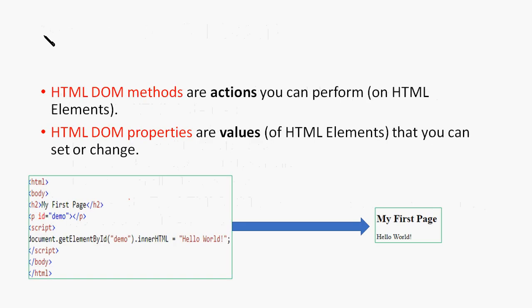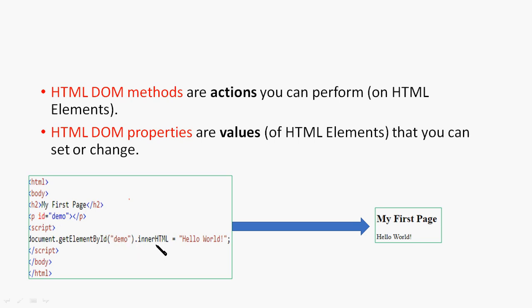Here is an example that shows the usage of HTML DOM methods and properties. When I write this HTML page, you can see in this blue box the HTML code. In the code, you can see in the body part there is an H2 tag and there is a paragraph tag with ID demo. And here I write document.getElementById.innerHTML. Document is the HTML document. It gets the HTML element of ID demo. That is, it accesses the paragraph tag.